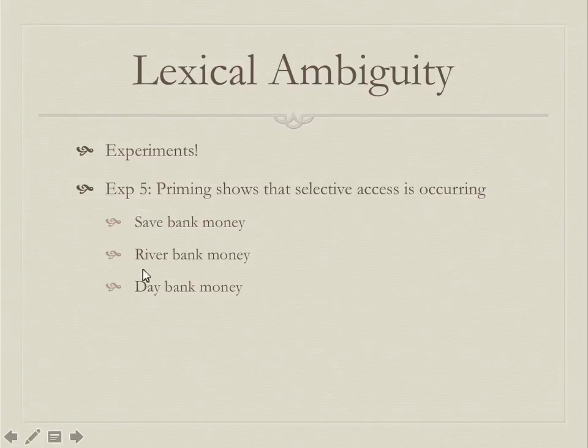And then if you show people day, bank, money, bank does prime money because day and bank are unrelated. So if I give you context-based ones, it changes the interpretation of money. This one makes money faster, this one makes money slower, this one has no effect on the word money, in the sense that bank primes money all by itself.